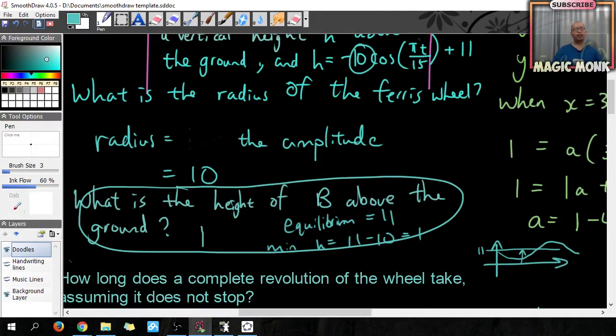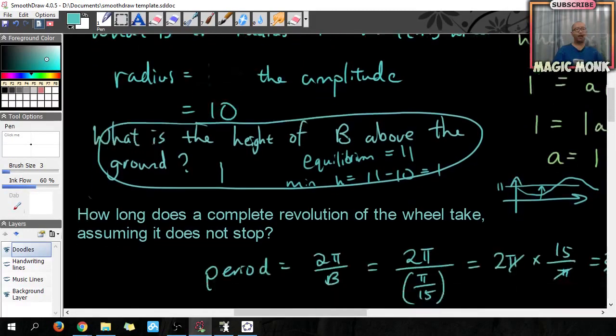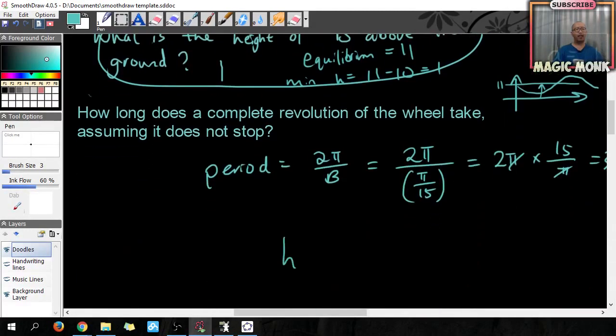But another way you can think about it is the equation is h equals negative 10 cosine whatever it is.